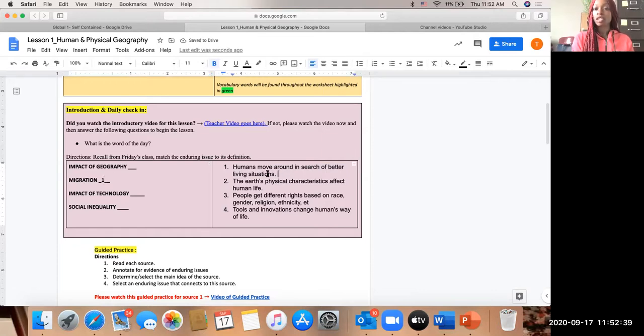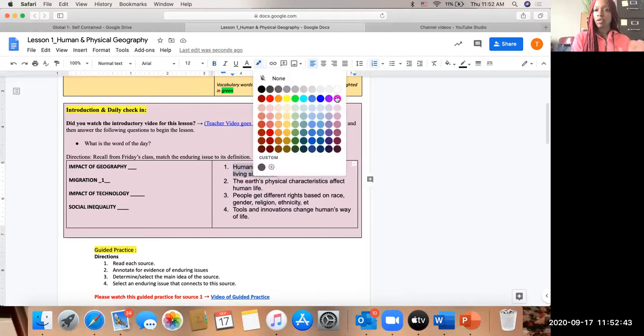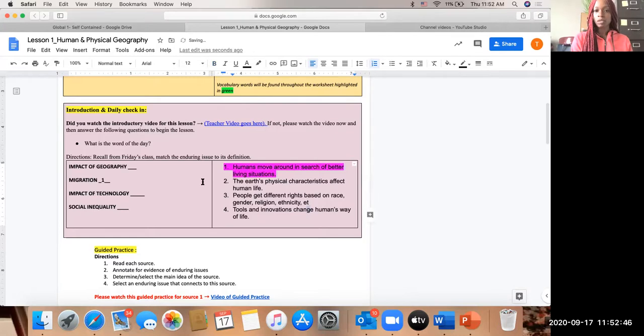And you don't have to do this part, but I like to do this. I like to highlight the answer that I already chose so I know that it's off limits and I can't choose it again. All right, let's do the second one.